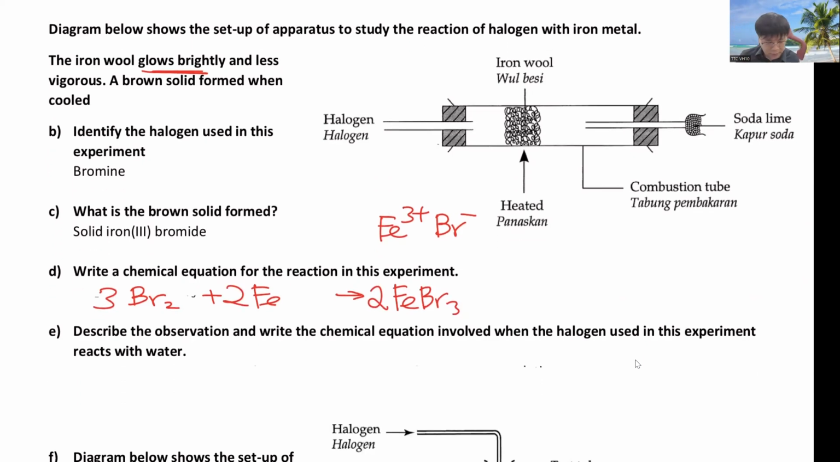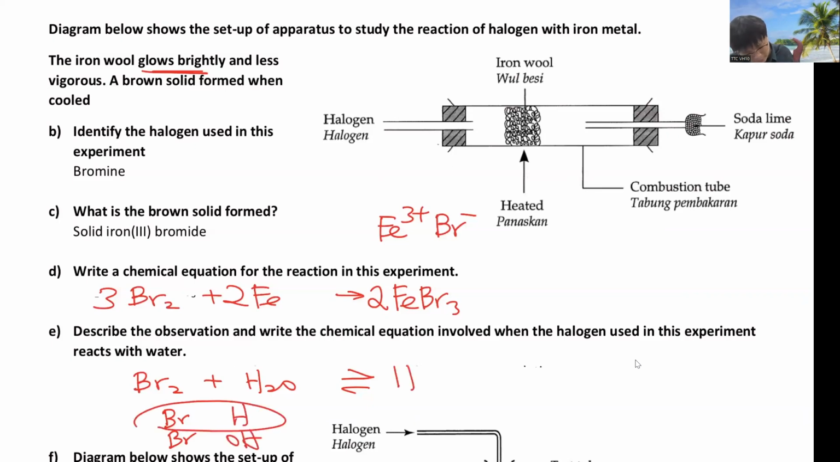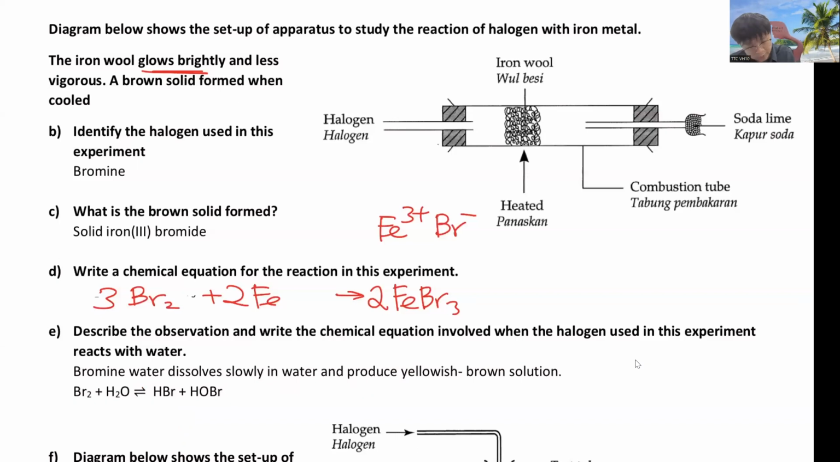Okay, state the observation and write the chemical equation involved when you add water. So we can put bromine plus H2O. Sorry, it's reversible. So Br2, H and OH. The first chemical is HBr. The second chemical is HOBr. The basic is still there.